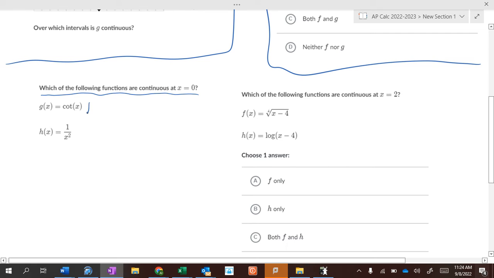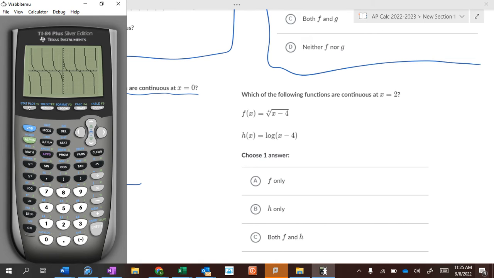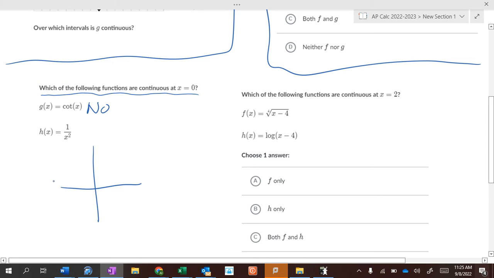So is it continuous at 0? No. What about this one? Let's graph it out and look at it. That one is 1 over x squared. So if we graph that one, it's going to look like this. Can you go 1 over 0 squared? No. So there's an asymptote. Are they continuous, either one of them? No, neither one of them is continuous there.